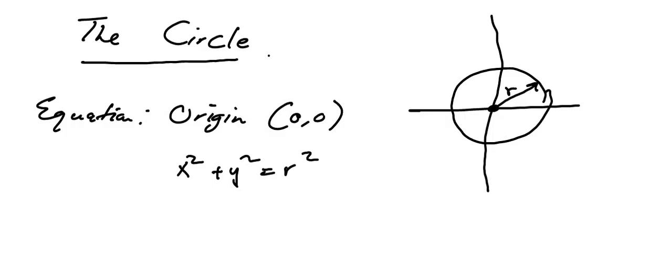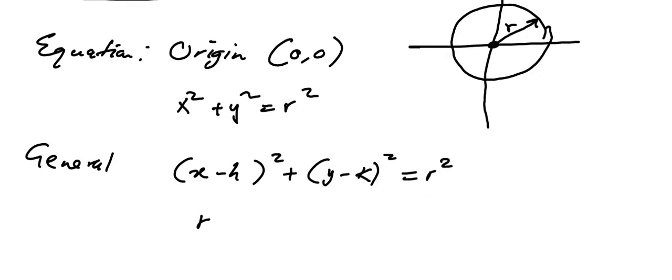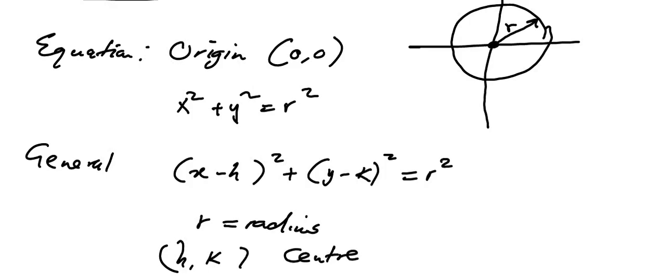But the general equation that we are supposed to use is x minus h squared plus y minus k squared is equal to r squared, where r represents the radius, and h comma k is simply the center of the circle that you are given. So this is like the standard one. Then this is like the general one.